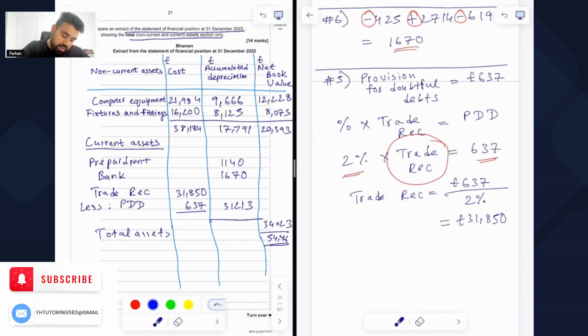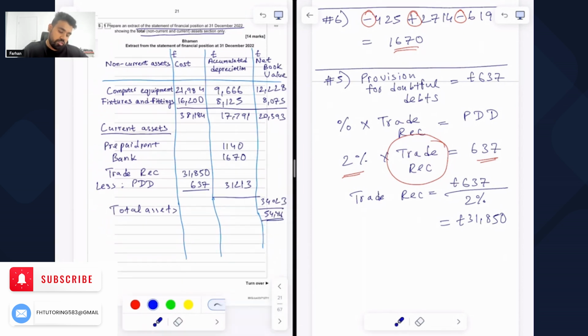And then we just simply add everything we have for current assets, for prepaid rent, bank, and net trade receivables, and that gives us a total current assets of £34,023, which when added to the total of the non-current assets of £20,393, we get the total assets that combines both non-current and current assets of £54,416.